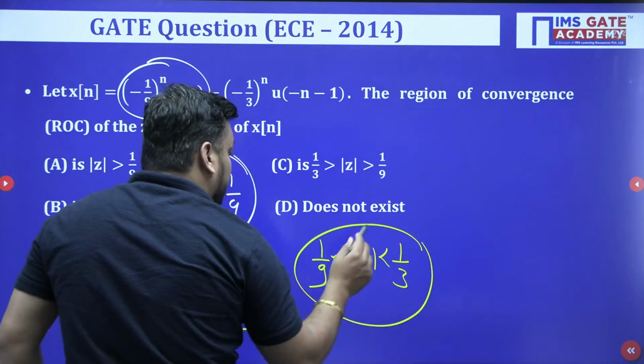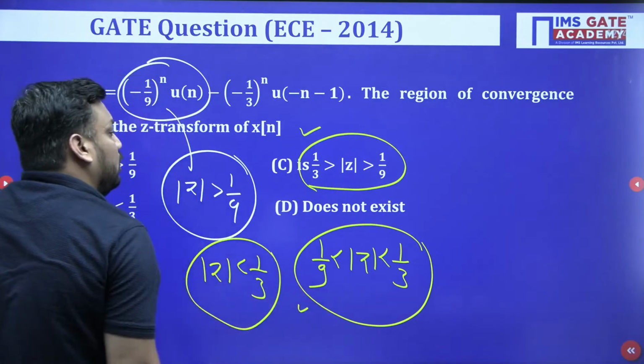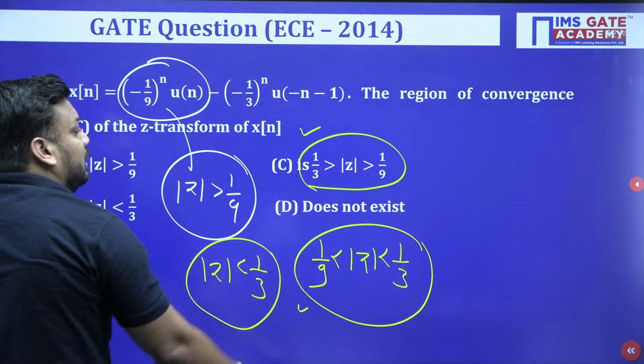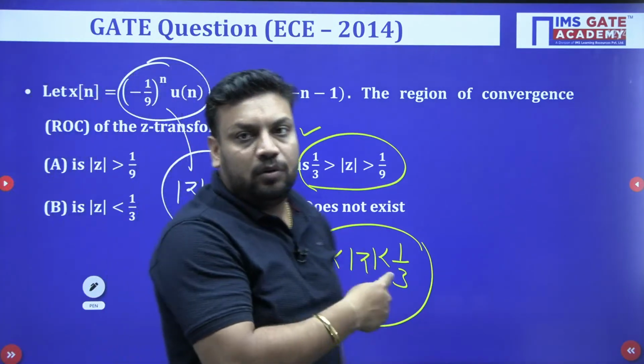Some students even confuse this and this. Actually both are the same. Mode of z greater than 1 by 9, less than 1 by 3. Option C is correct only. The correct answer is C, guys.